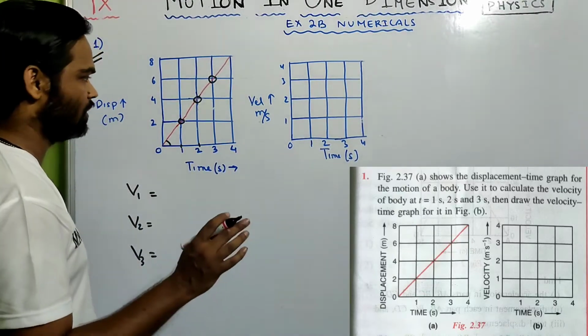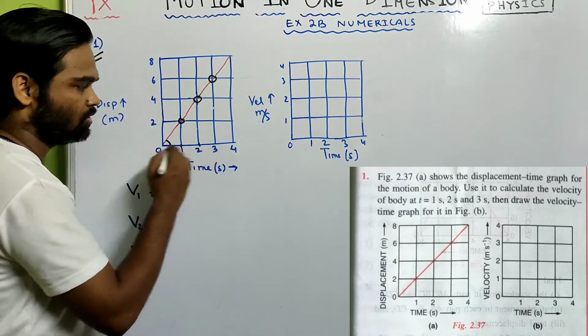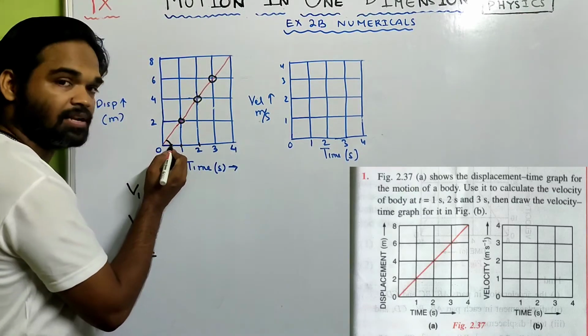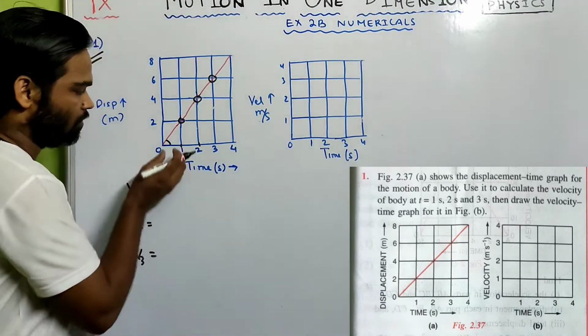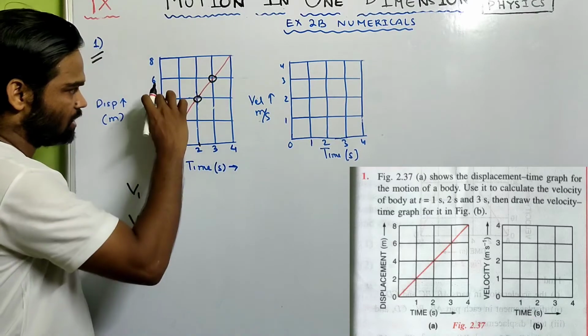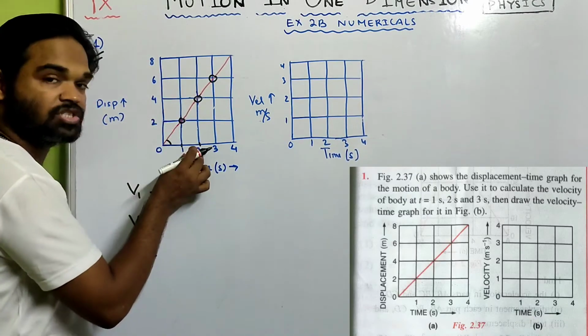Very easy. If you look carefully, the displacement-time graph is a straight line inclined to the time axis at a certain angle, which means this is a case of uniform velocity. The body covers equal distance in equal time intervals. Over here, 2 meters for each second.